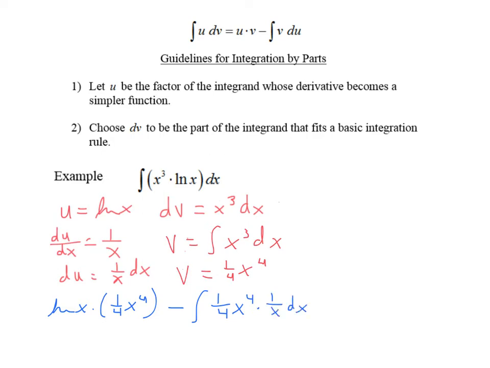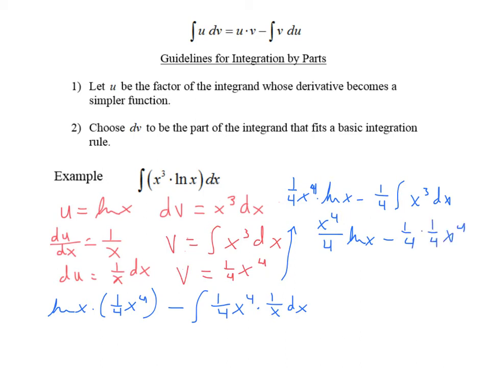So I might have enough room over here, so we're going to have 1/4 x to the 4th times the natural log of x. And then we'll have minus, let's bring that 1/4 out, and it looks like we'll just be left with x cubed dx, and we can take that integral. So x to the 4th over 4 times the natural log of x, and now this will be minus 1/4, and we'll have another 1/4 x to the 4th, and then plus c.